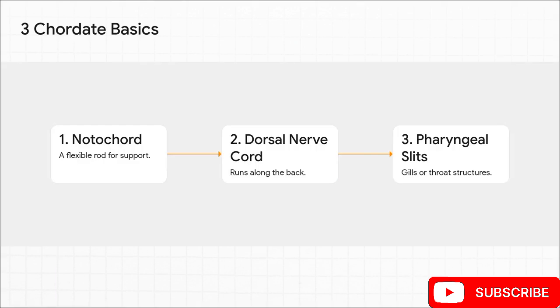So what is it that unites all of us chordates? You might think it's a backbone, but the story actually goes deeper than that. It all comes down to three key features that we all share at some point in our development: a flexible support rod called a notochord, a nerve cord that runs along our back, and something called pharyngeal slits, which become gills in fish or parts of our jaw and ear.